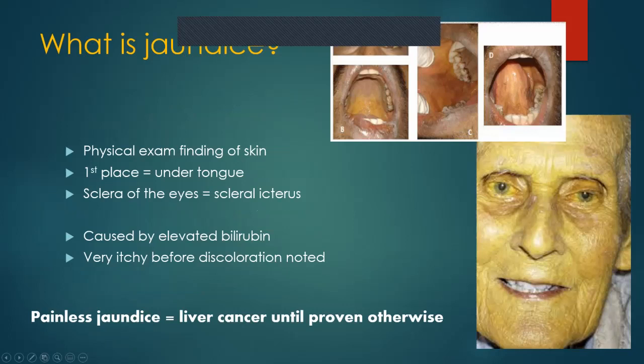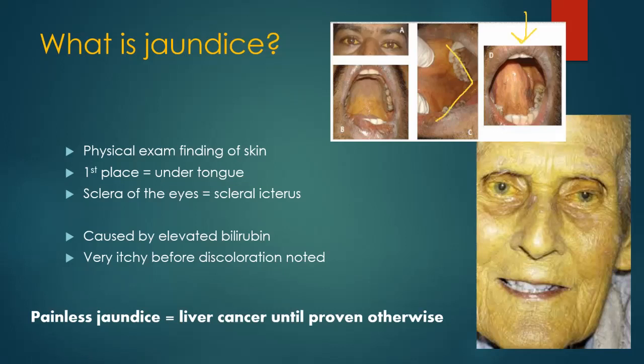So let's talk about what jaundice is. Jaundice is obviously a physical exam finding of the skin. And the very first place that you will be able to see it is under the tongue, like this picture is showing you. You can also see it in the cheek and on the soft palate, as well as in the eyes. So if you have somebody who's maybe darker skinned or somebody who you can't quite tell, are they yellow, are they not? My first recommendation is to always look underneath the tongue and look at the soft palate. Those should be two areas where if you see yellow, this person is jaundiced.